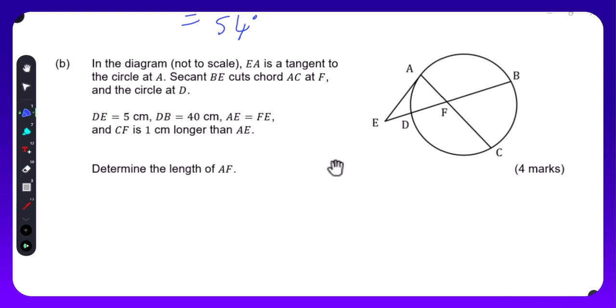Now, for this next one, a little bit trickier. There's a few different things that we have to factor in. First up, let's put in some measurements that we have. DE is 5, so I've done that one. DB is 40. I'm just going to write that on the side. AE equals FE. And CF is one more than AE. So CF equals AE plus 1.